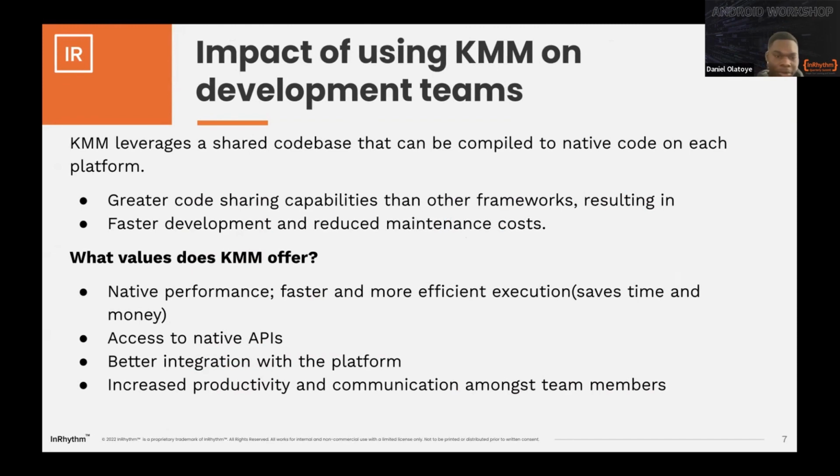Also, the value that KMM provides is native performance, which we have been discussing, because it makes your application faster, more efficient, and it saves time and money for your company. Then you have direct access to native APIs. You don't have to use third-party libraries to access native implementations like your camera, your push notifications, your Bluetooth. You communicate directly with your hardware natively. Then you have better integration with your platform, your Android or your iOS. Then overall, it increases productivity and communication amongst team members.